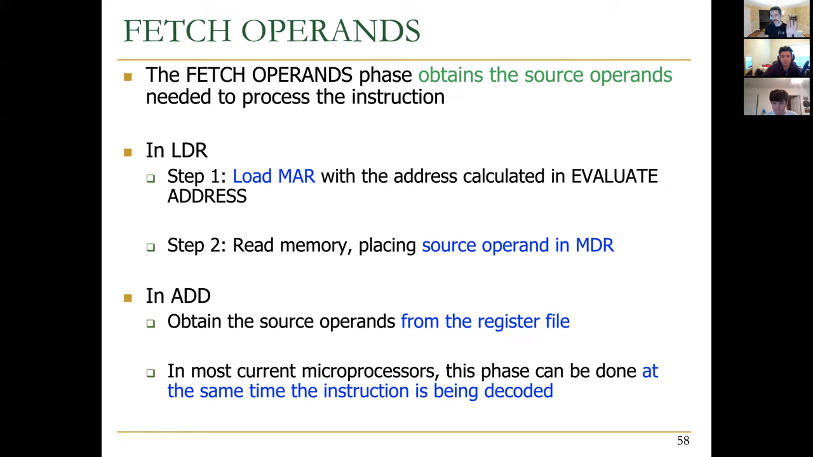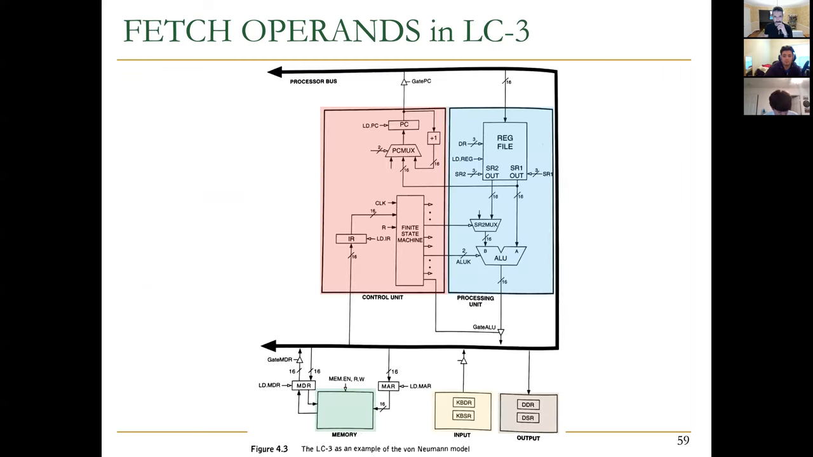And you know that, like in ADD, it is different. You obtain the source operand from the register file, right? So the data path would be different for the ADD instruction. But for LDR, this is what you have seen in the slide. So for ADD, you need to have access to the register file in order to retrieve the operand.